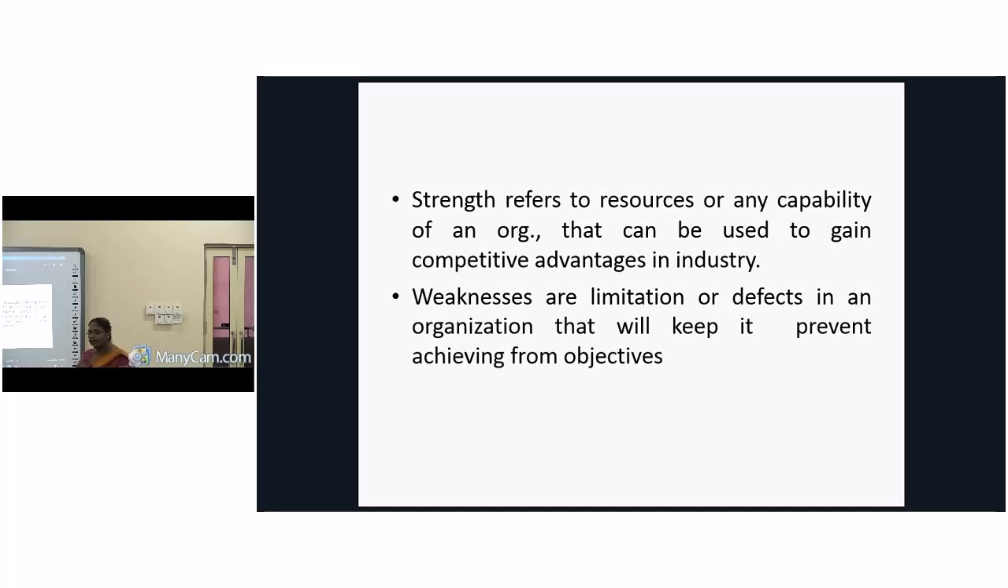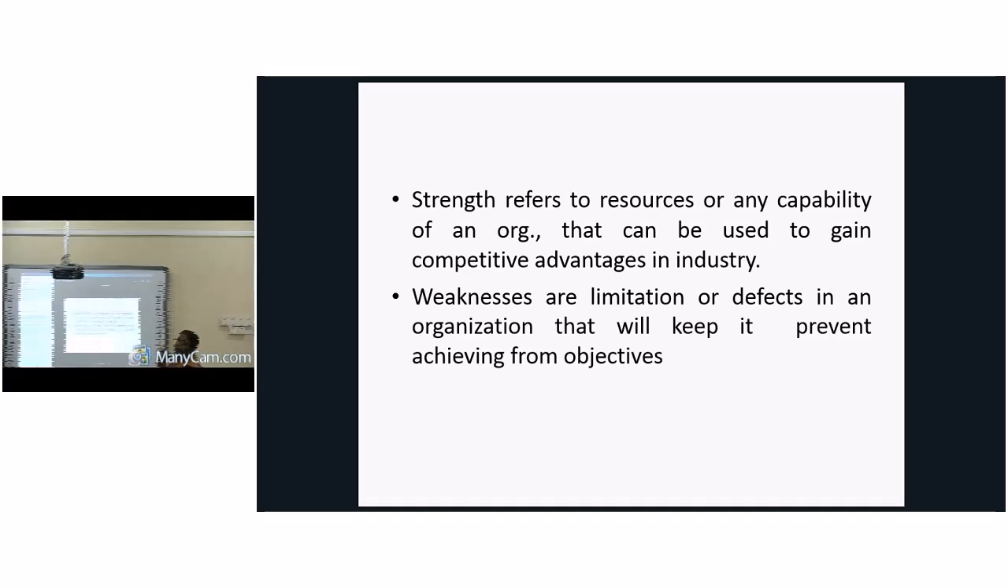So in strategic management, we all talk about competitive advantages. Everything we do is for gaining competitive advantages. That is the broad purpose of strategic management. So in strategic management, these strengths are for gaining competitive advantages. So strength refers to the resources or any capability of an organization that can be used to gain competitive advantages in the industry. Then weaknesses are limitations or defects.